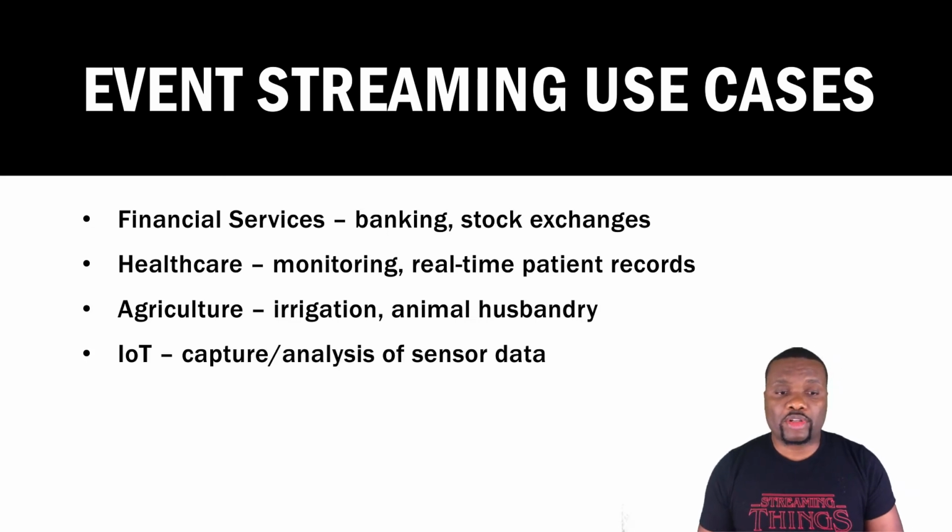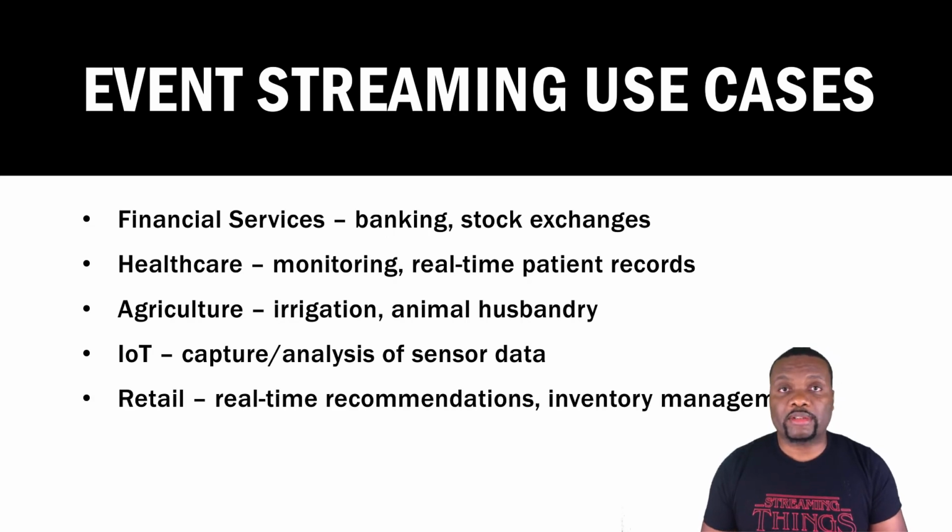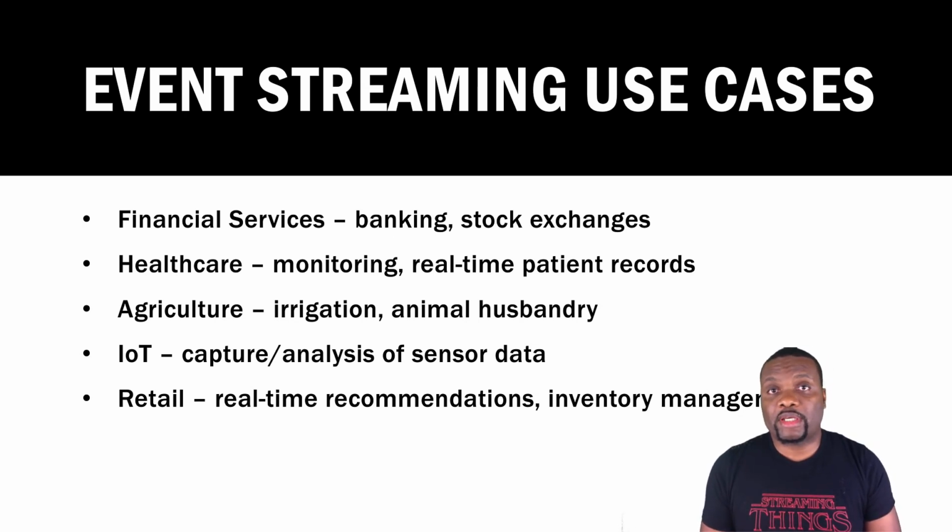In IoT, we also have Kafka being used to streamline the process of doing data capture and processing as it happens in real time. We also have in retail Kafka being used to provide real-time recommendations, also monitoring inventory levels so that if something is out of stock, you can find out in real time so that the suppliers can know when to replenish the inventory and when to place new orders and all those different things.